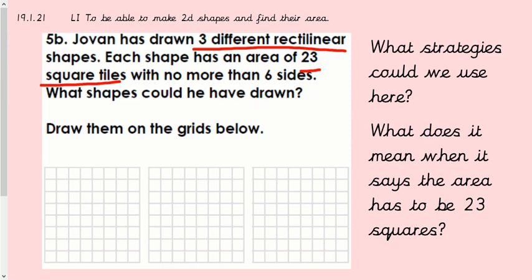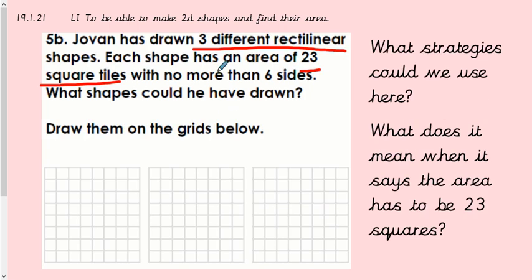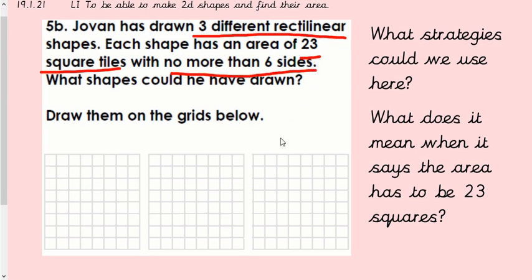Think about with this one, sorry, our area was 16 centimeters. With this one, it's 23. Therefore, in each shape, you need to have at least 23 squares inside your shape. However, it can have no more than 6 sides, so it can have 6 or less sides. Okay. So, what shapes could he have drawn? So, what I want you to do, have a go. See if you can make 3 different shapes, all with 23 squares inside, and they can't have any more than 6 sides. Okay. So, here we go. I'm going to have a go now as well, and then come back to me in a minute.